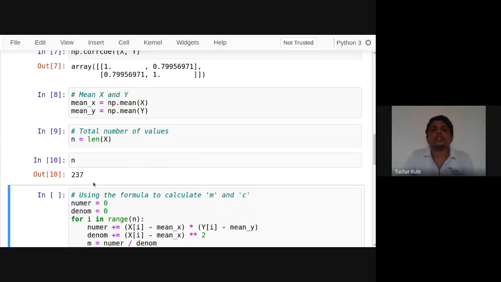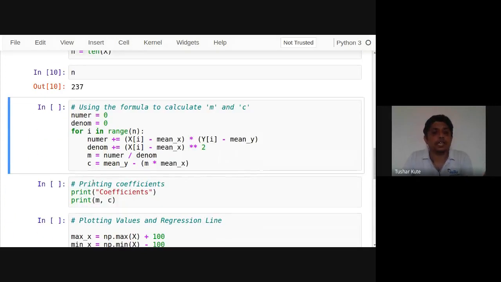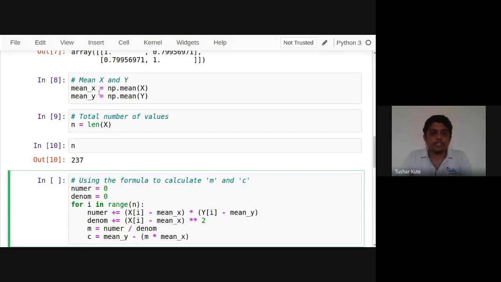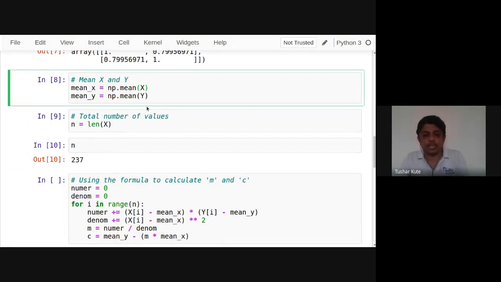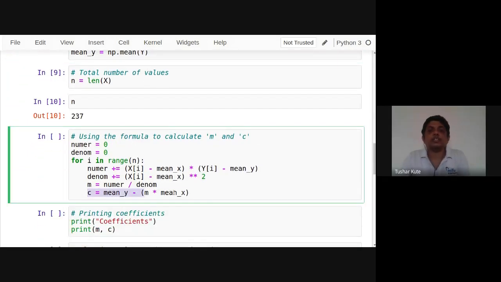Now let's calculate the value of m and c. See this, the formula that we have mentioned. Using that, I'm calculating the value of it. See, why these means are calculated: because at the end I need to use them. When you calculate c, it is equal to y minus mx. So their means are there. We are getting the mean of y and the mean of x, because 237 values are there. So we require all of their means, and that's what we have added here for y and x.